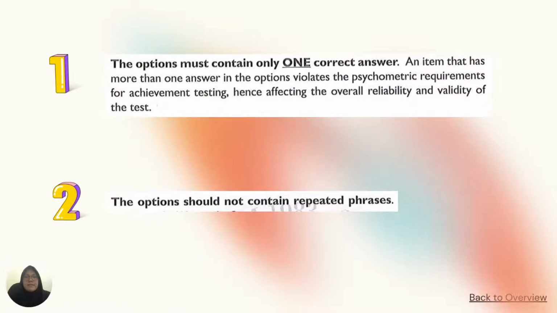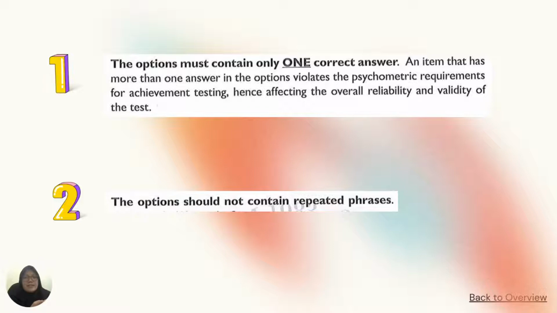The first guideline is the options must contain only one correct answer. Why is that? An item that has more than one answer in the options violates the psychometric requirements for achievement testing, hence it will affect the overall reliability and validity of the test.